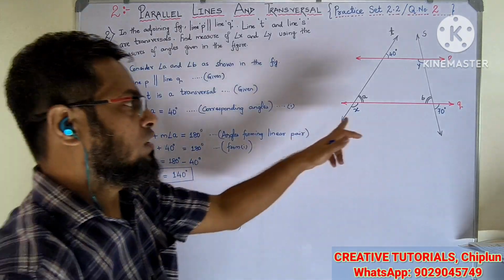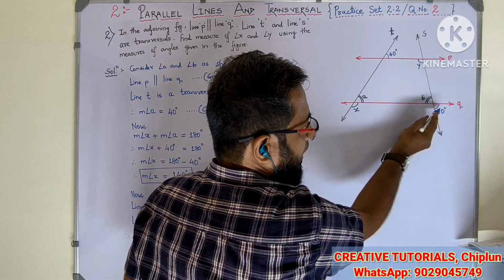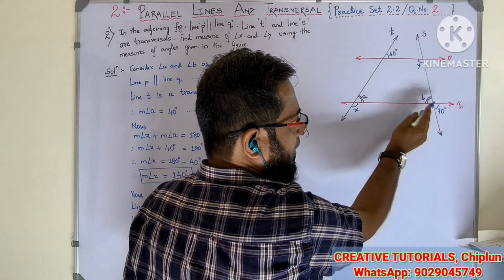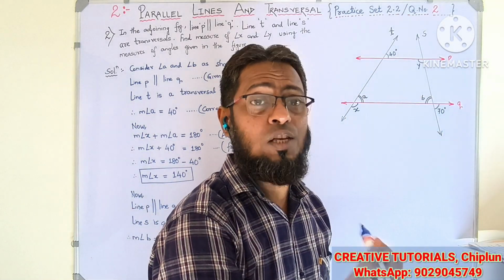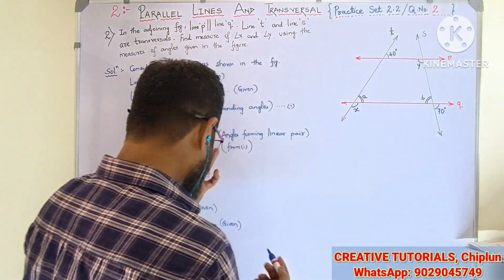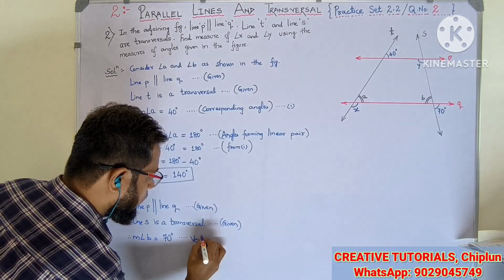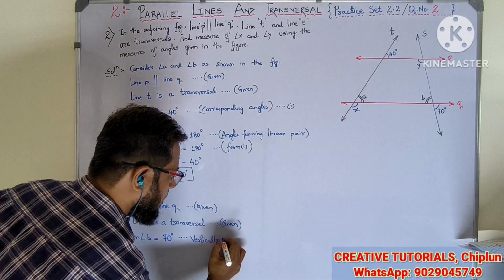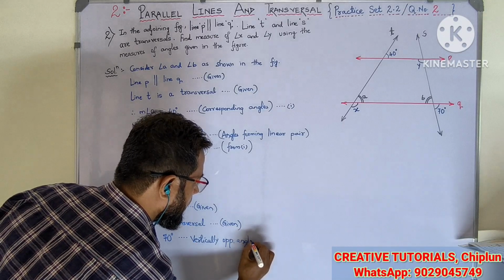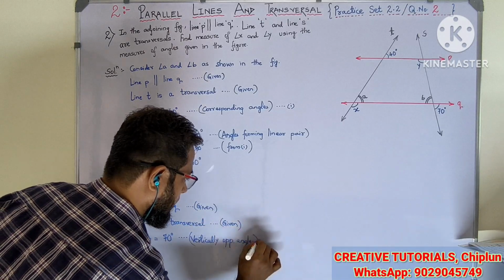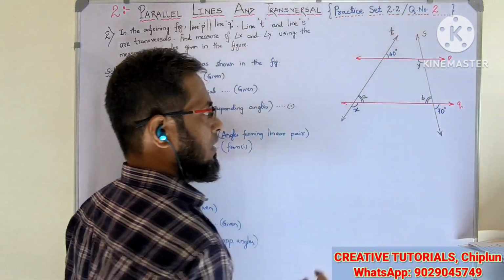Alright, now you see this angle which we had assumed is exactly opposite to this angle, right? So we will say that this angle is 70 degrees, and what is the reason? The reason is they are vertically opposite angles. So we will write here, reason is vertically opposite angles. Alright, so we have got B.